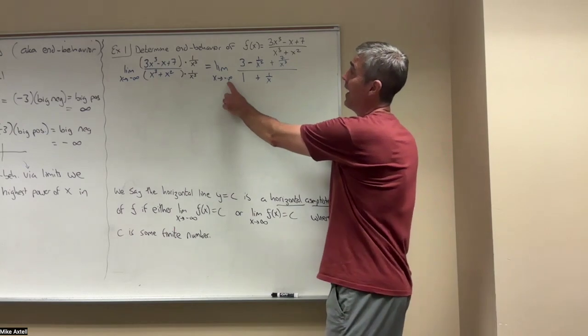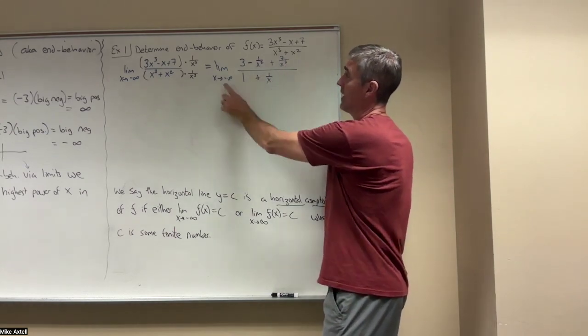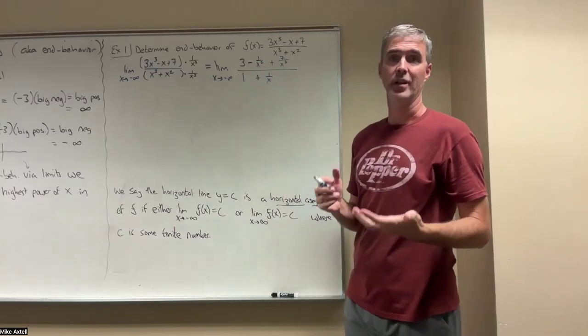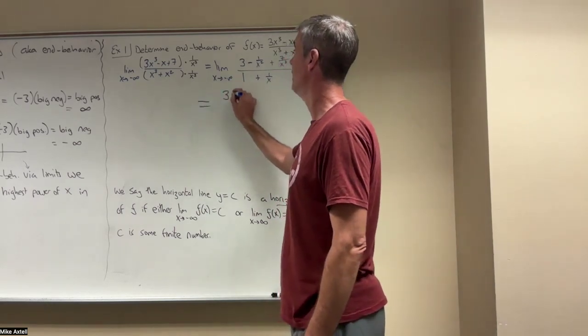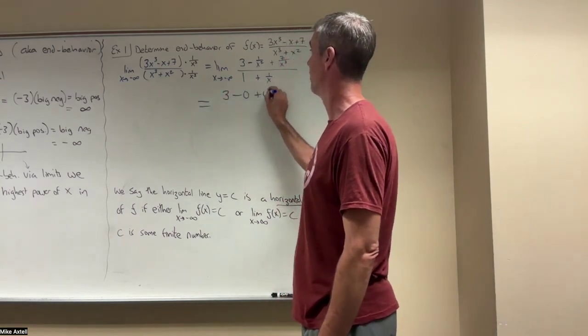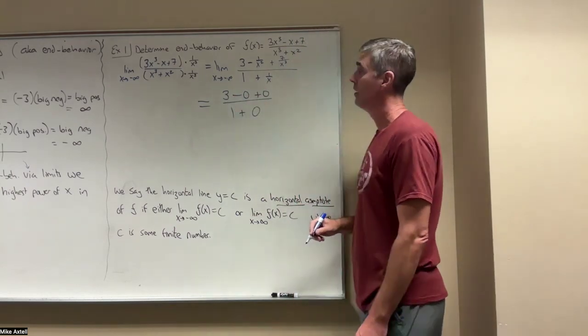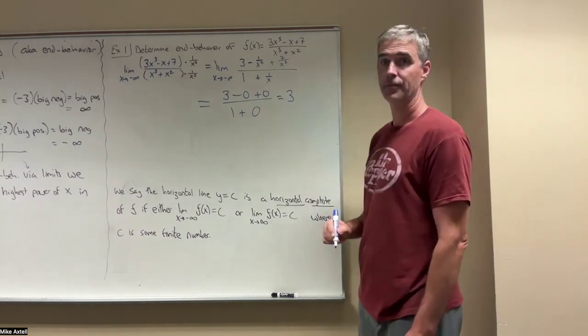So when I take the limit of 1 over x squared, 7 over x cubed, 1 over x, as x gets big and negative, these fractions are all going to 0. So the limit's going to give 3 minus 0 plus 0 over 1 plus 0, all right? Which will just give me, what, 3 over 1, which is a 3.